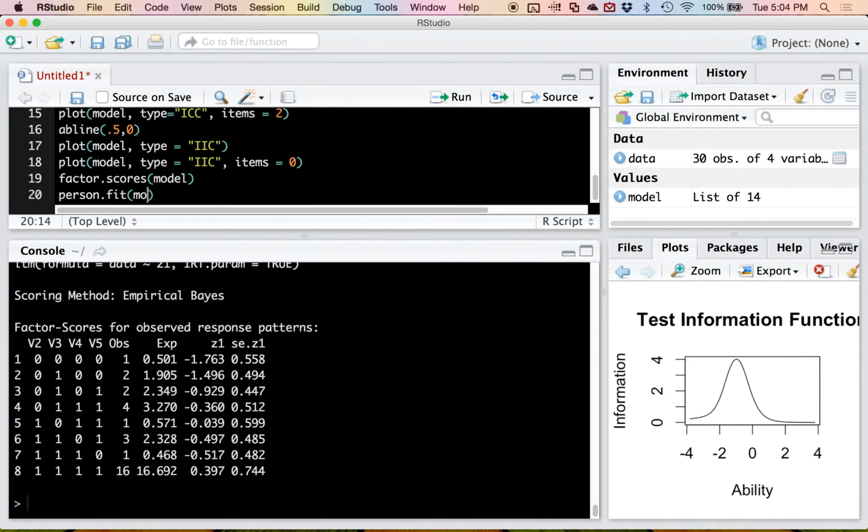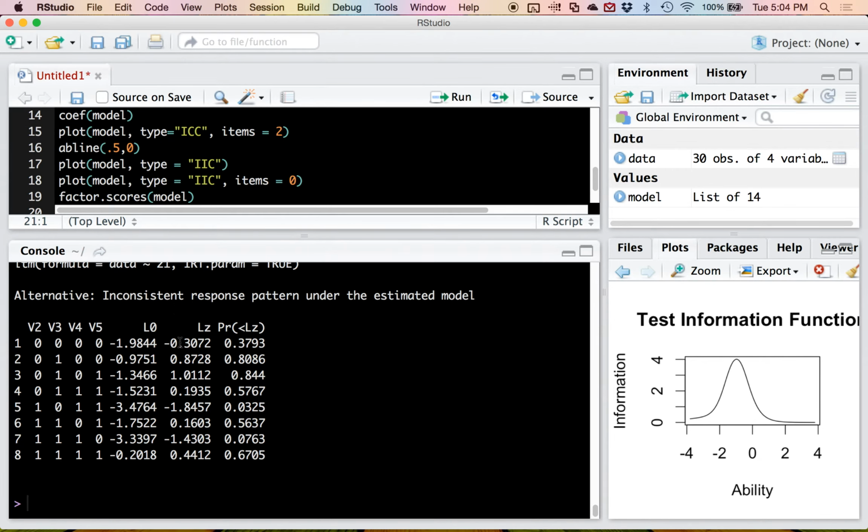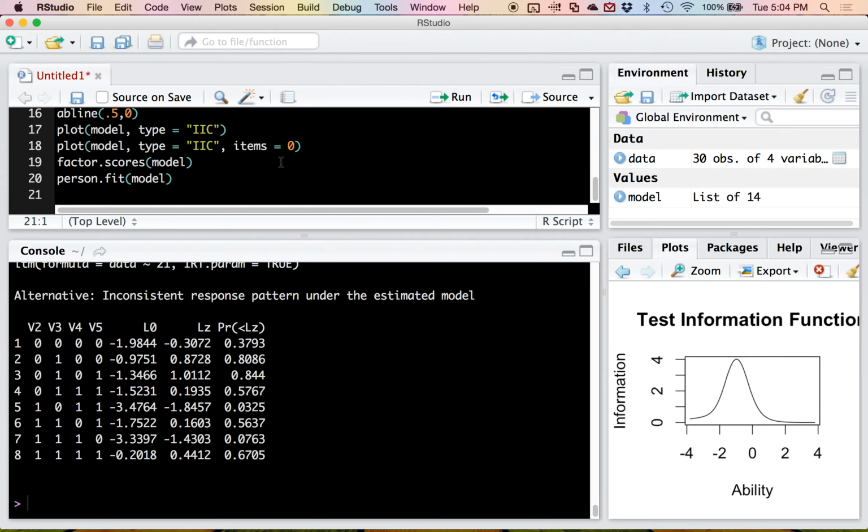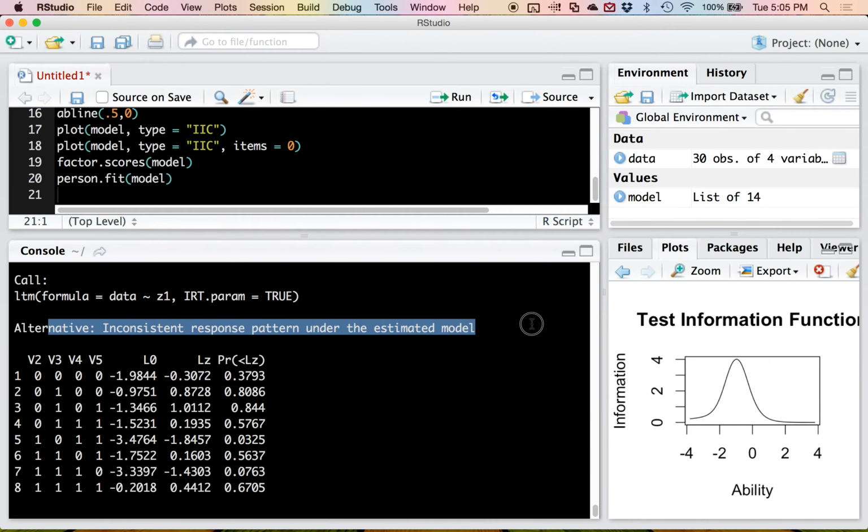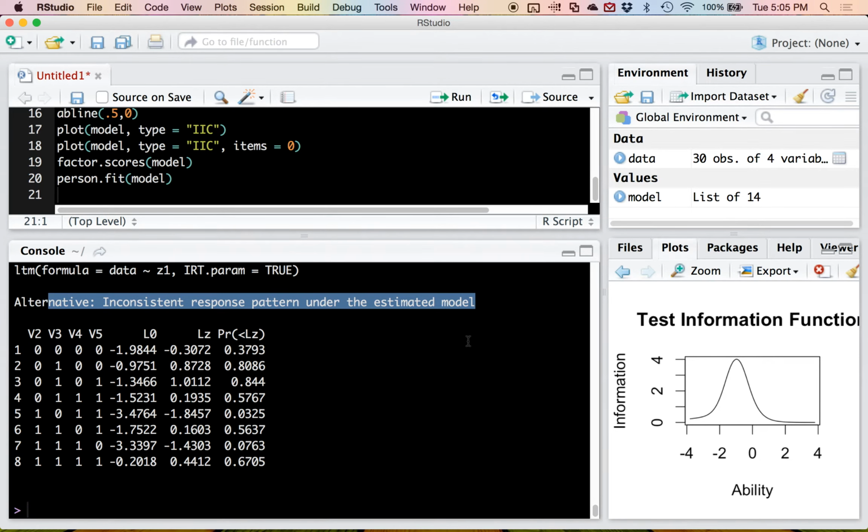Person.fit gives you a p-value of if that latent score is appropriate. Okay, and so this is a little weird. With SEM, we always want things to be non-significant, because that means that we've modeled it appropriately, and so it's no different than the way the model is in the real world.